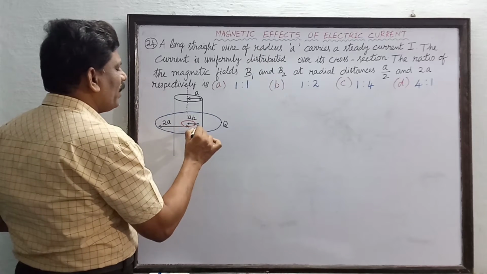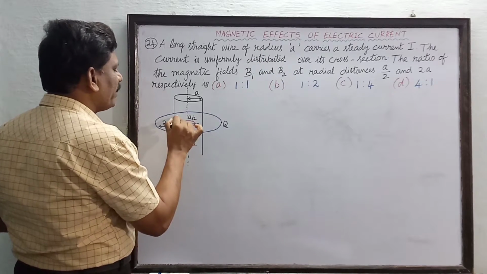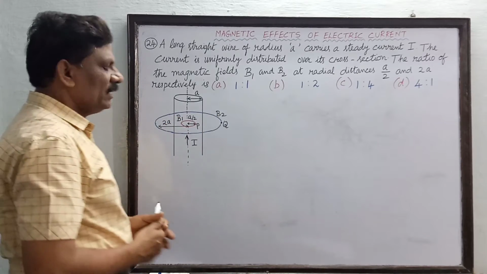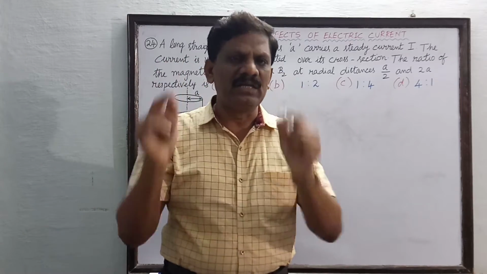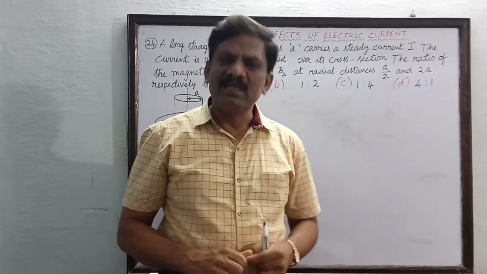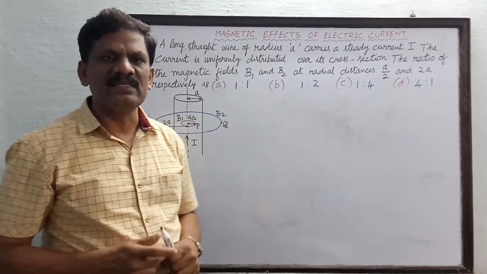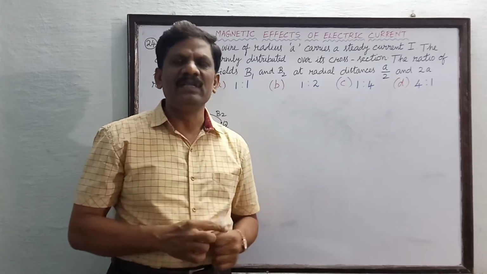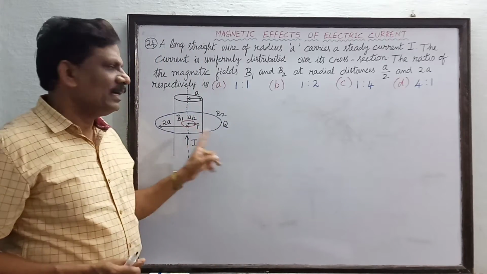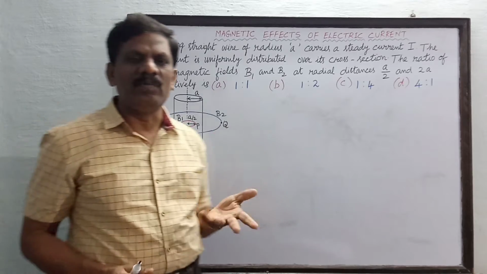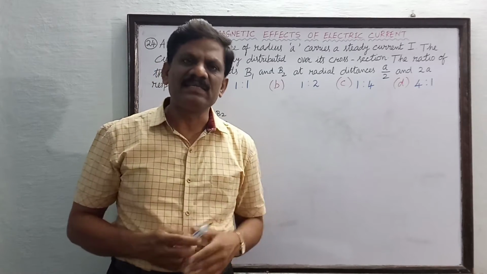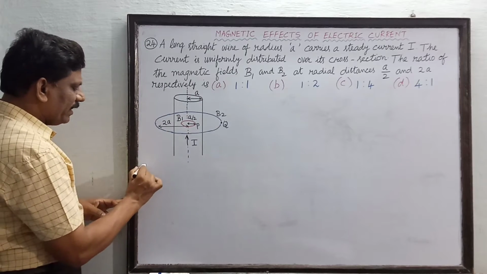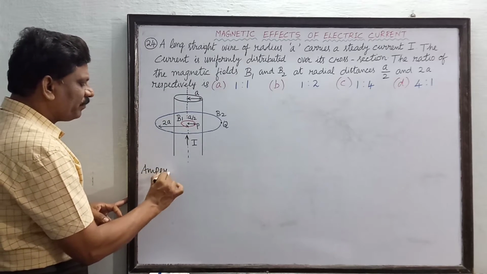So at the point P, the field is B1, and here it is B2. At the two points P and Q, which are respectively at distances a by 2 from the axis and 2a from the axis of the wire, I have chosen. Let B1 be the magnetic field at the point P and B2 be the magnetic field at the point Q. So for this I am going to use Ampere's circuital law.